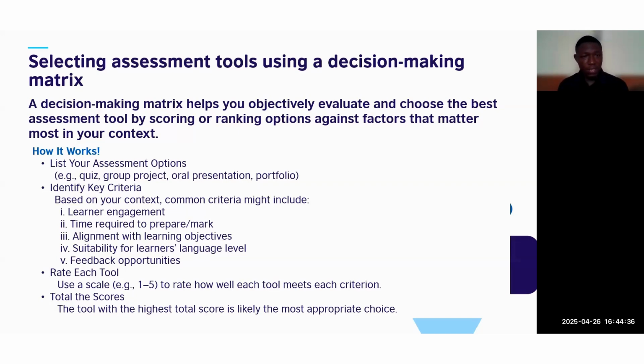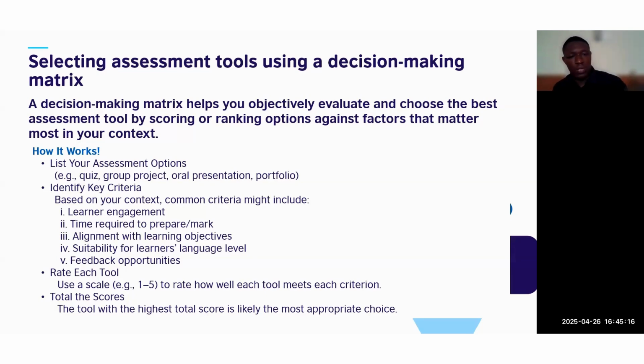The learner engagement, the time required to prepare, the marks, alignment with learning objectives, suitability for the learner's language level, and then feedback opportunities. These feedback opportunities are very important for language learning because the feedback is very important. Honestly, students need to know if they are doing well. It has to be such that it is actionable. It's timely. The feedback should not lag too much. So these things are very important for your students.